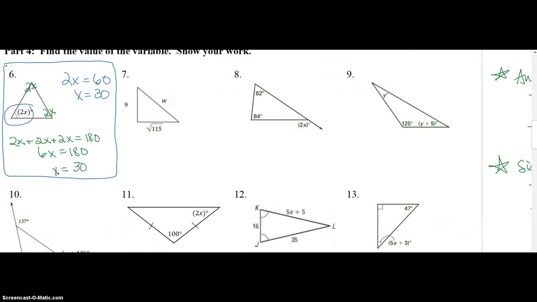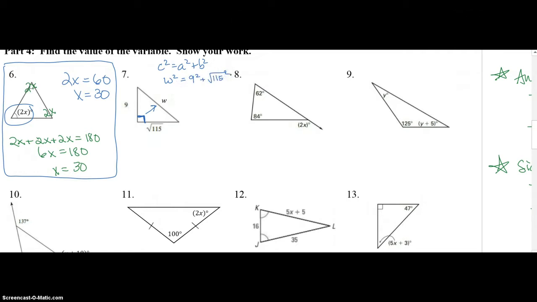Okay, so number 7, we are now given sides, not angles. So 180 is not even an option. We want to see, are there congruent sides, or are we going to use the Pythagorean theorem? In class I told you that this is a right triangle, so we can go ahead and draw that in, which means that we are able to use the Pythagorean theorem. The important part here is that C is across from the 90-degree angle. So if we do C squared equals A squared plus B squared, we plug in W, we plug in 9, we plug in the square root of 115.